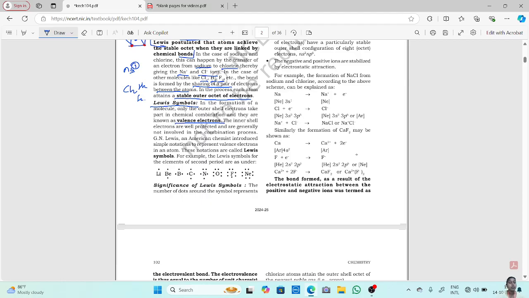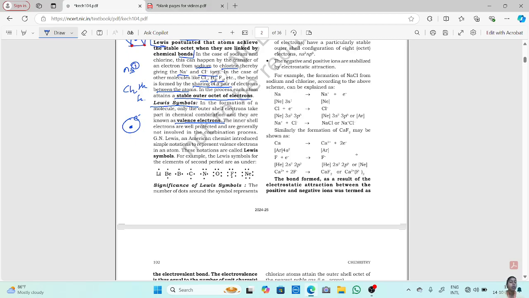The electrons which are in the outer shell, on the last shell, we call valence shell electrons or valence electrons. I've told you about this in our previous chapter. Now, the inner shell electrons are well protected and are generally not involved in the combination process. This you also know, because the inner shell electrons are well protected by the nucleus.